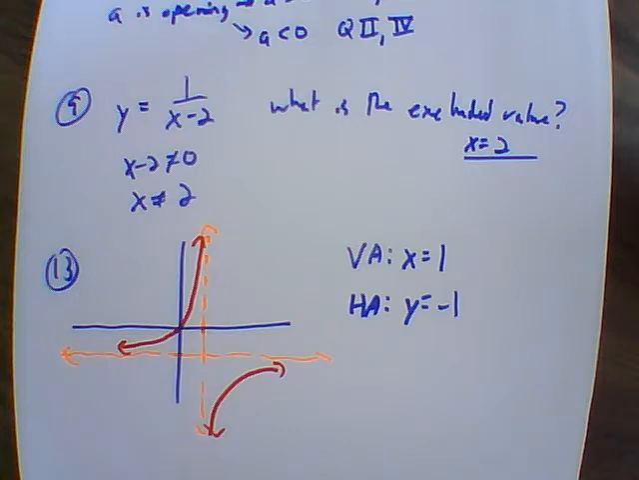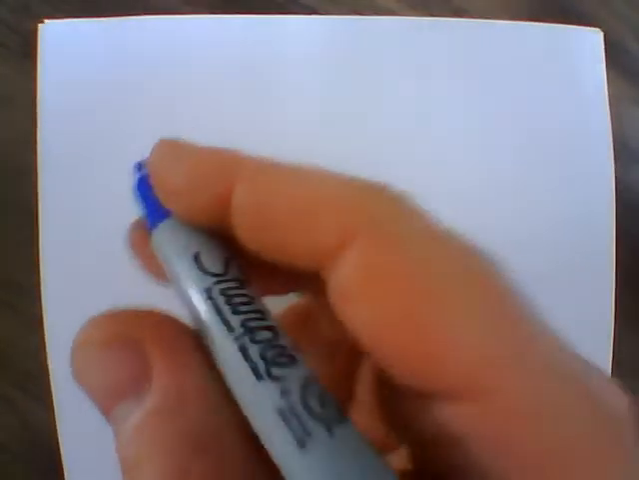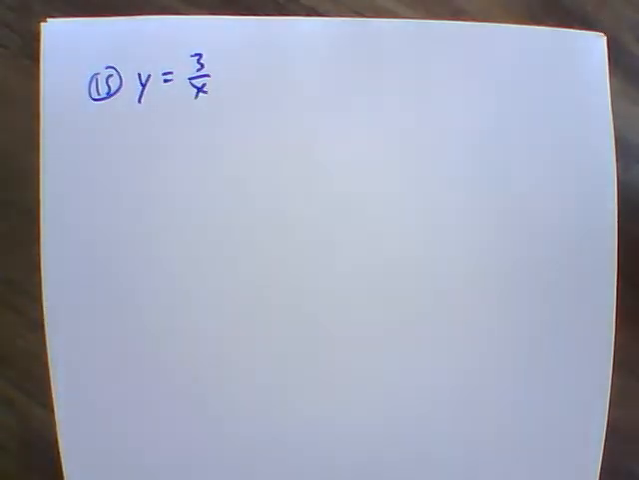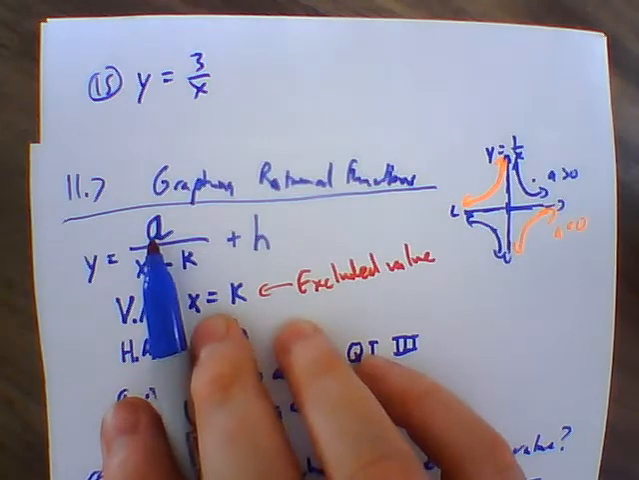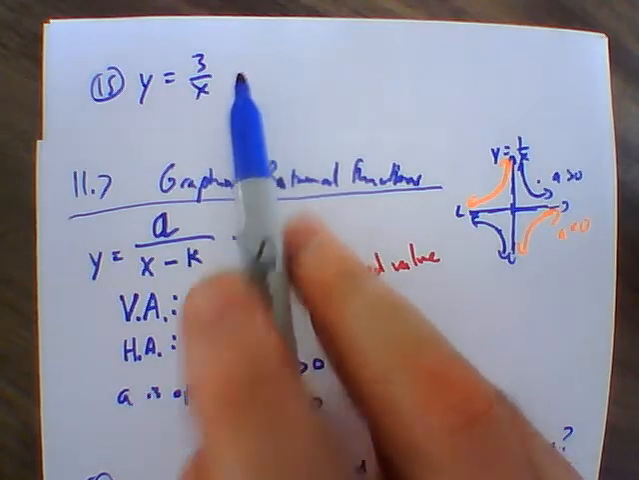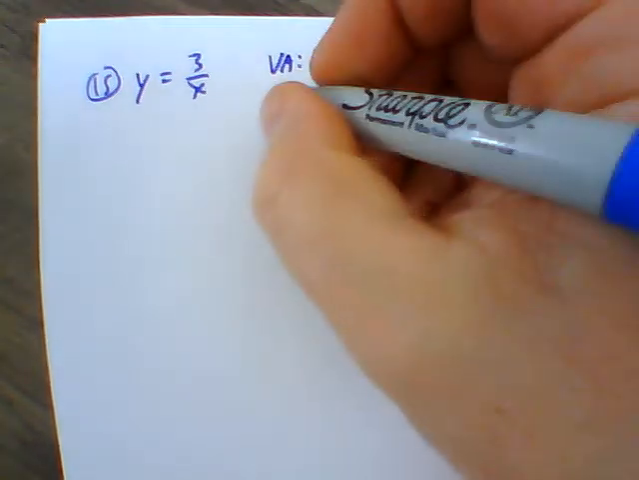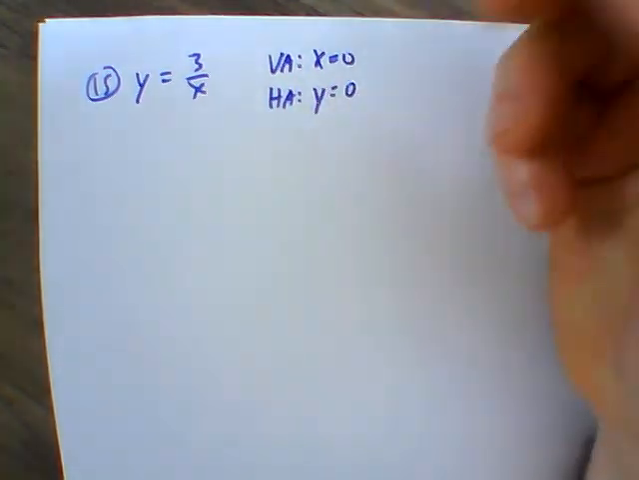Next thing, let's go to some graphing with identifying the asymptotes. We're going to go to number 15. Once again, we are really not going to complicate these graphs. We are going to be moving through these rather quickly. Number 15 says y equals 3 over x. If we remember back, our parent function was a over x minus k, plus h. We notice we have a 0 and then a 0 out here. So we see that we have a vertical asymptote when x equals 0, and a horizontal asymptote when y equals 0.